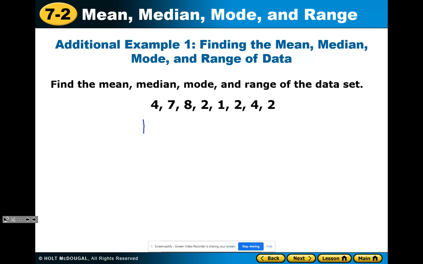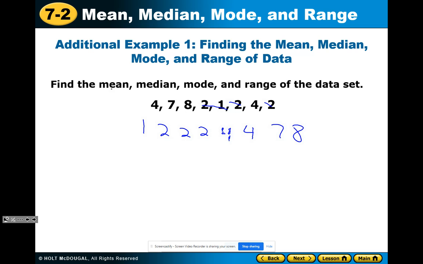So we would have 1, 2, 2, 2, 4, 4, 7, 8. Now there's 8 numbers, right? Do you remember doing this? We did it in 4th grade too, guys. So what do I do to find the mean, that average? What do I do, Ava? Add all of them up together and then divide by 8. Why 8, Ava? Because that's the number of numbers right there.